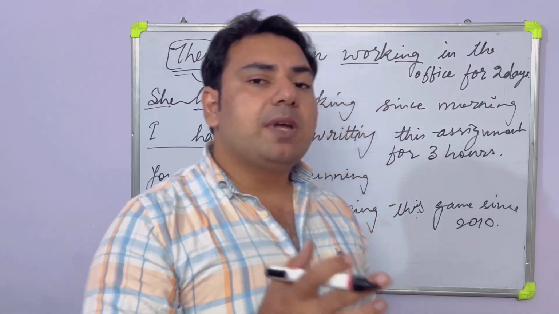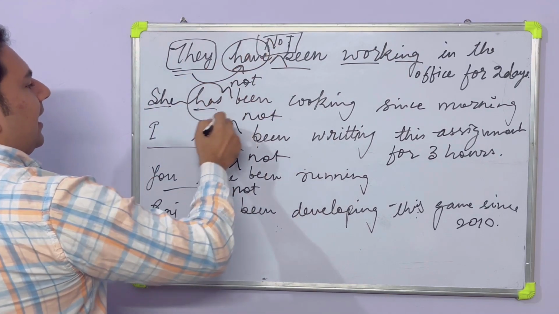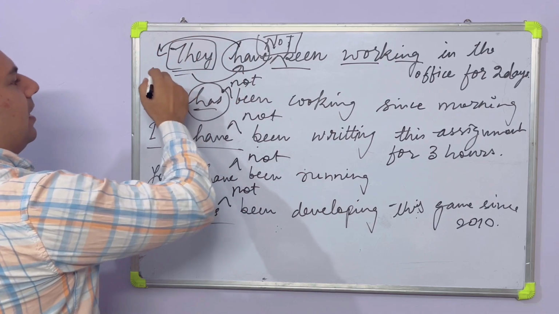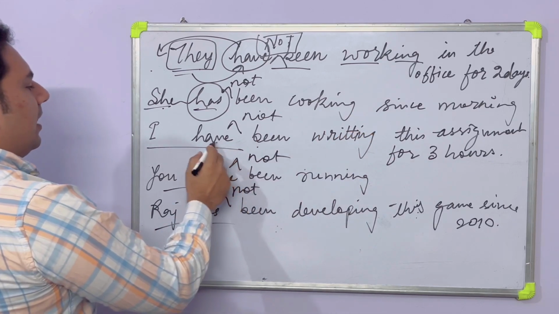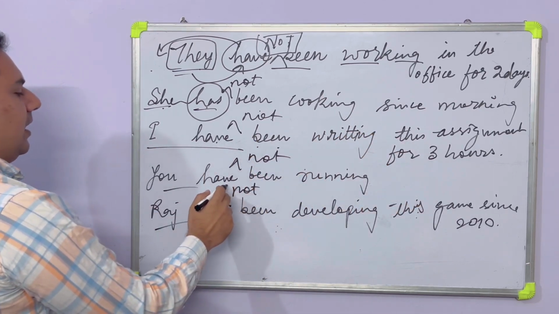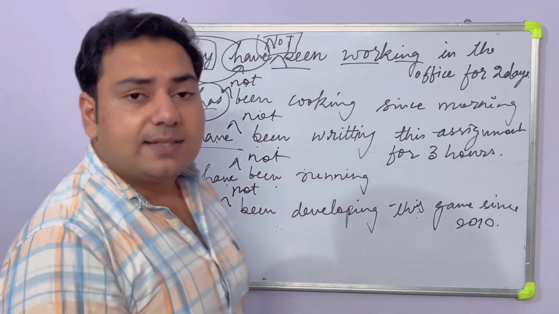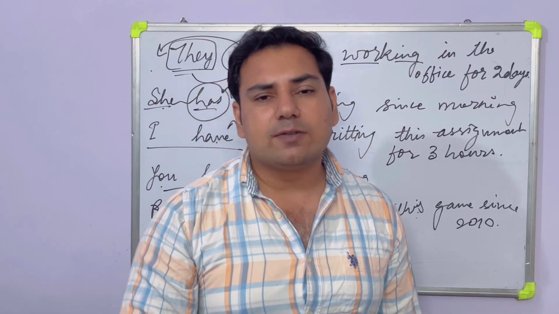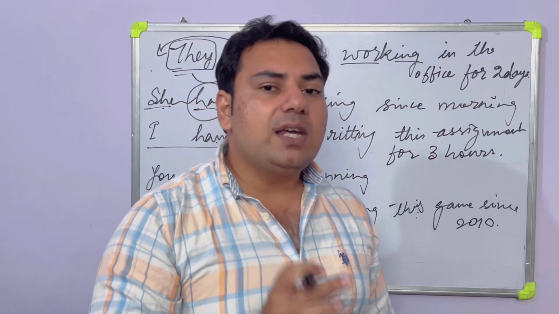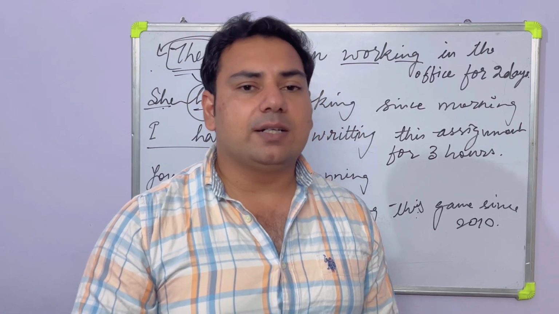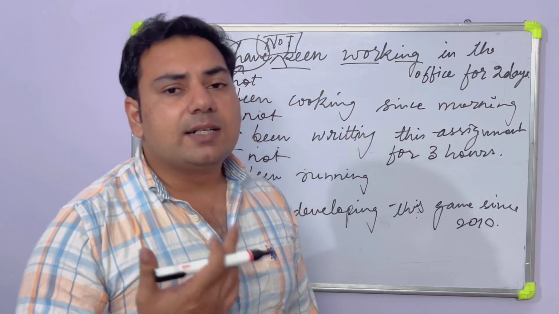And in the same way you can make them interrogative as well. You just have to use the have and has in the front. Have they been working? Has she been cooking? Have I been writing this assignment? Have you been running? Has Raj been developing this game? This is how you can make them interrogative as well, and in the same way you can make them negative interrogative. So this is very easy, just you have to do practice. A little bit of practice will make you perfect in the present tenses.